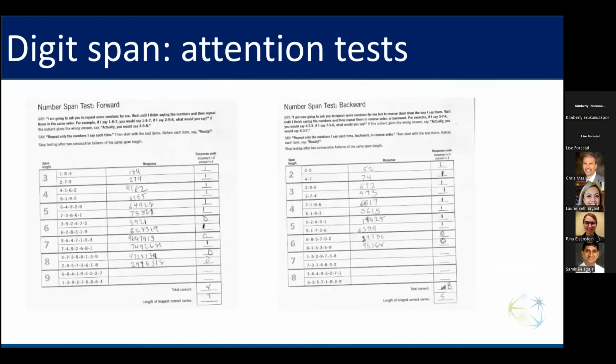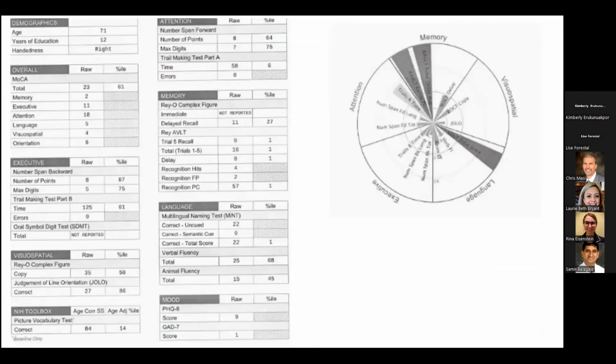This is the digit span that I was saying before. Attention overall is very good. He could reach 5 on the forward and 4 or 5 on the backward. So attention is very good, okay? So this is kind of the output. If you're seeing a patient for Sherman, you will see that we put this under review, under media. So this is the summary. So he got a MoCA of 23.